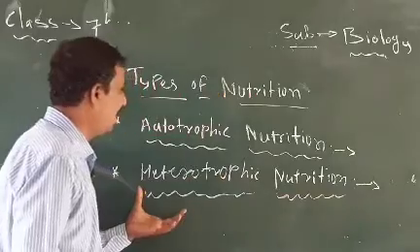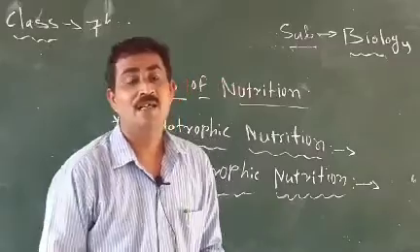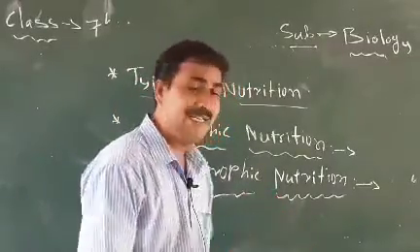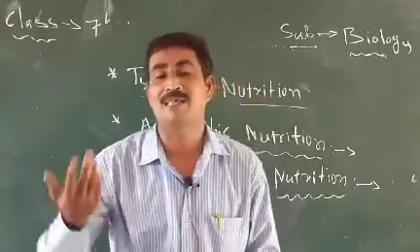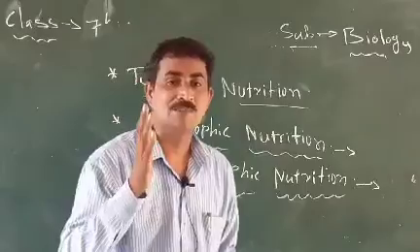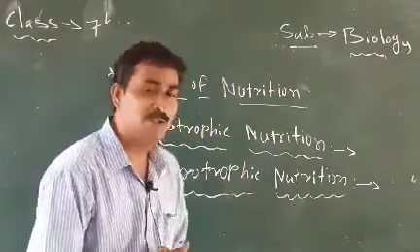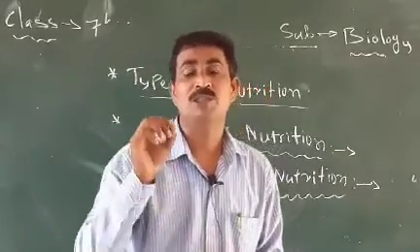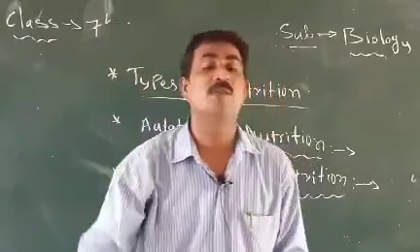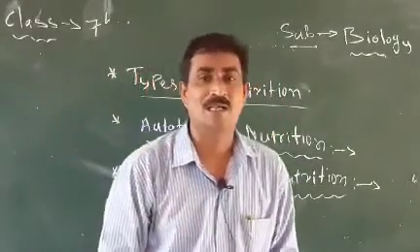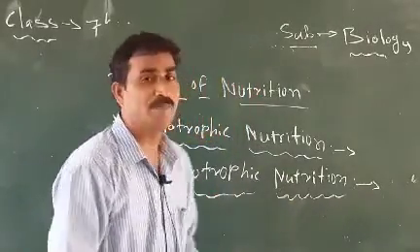The second type of nutrition is heterotrophic nutrition. Heterotrophic nutrition means organisms or plants that cannot prepare their food by themselves. Such plants we call heterotrophic plants, or heterotrophic organisms. It means organisms that are not preparing their own food, they are depending upon someone or some material. Such types of nutrition we call heterotrophic nutrition.